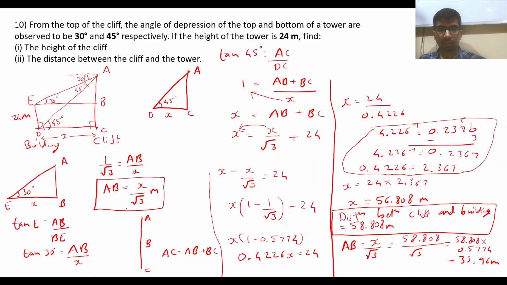So we got AB का लेंथ. तो we know AB, we know BC. तो AC क्या हो जाएगा? AB plus BC.